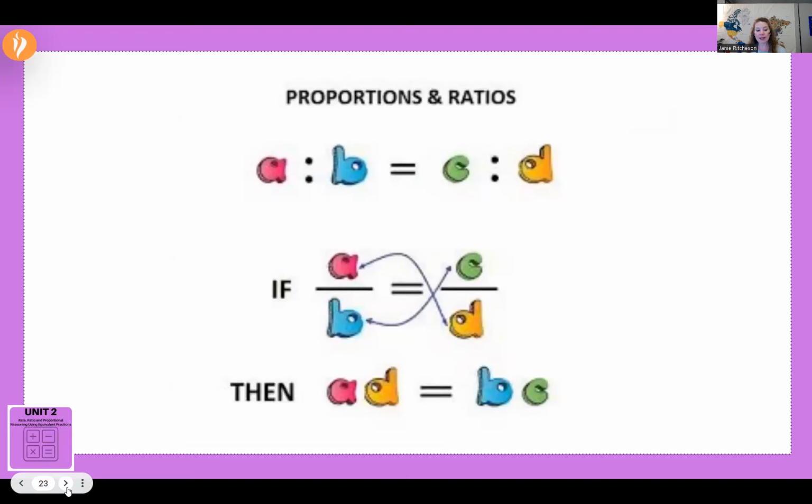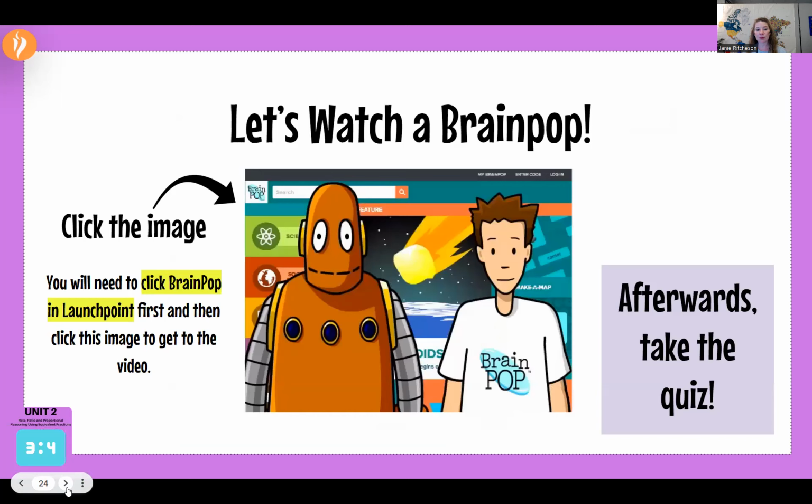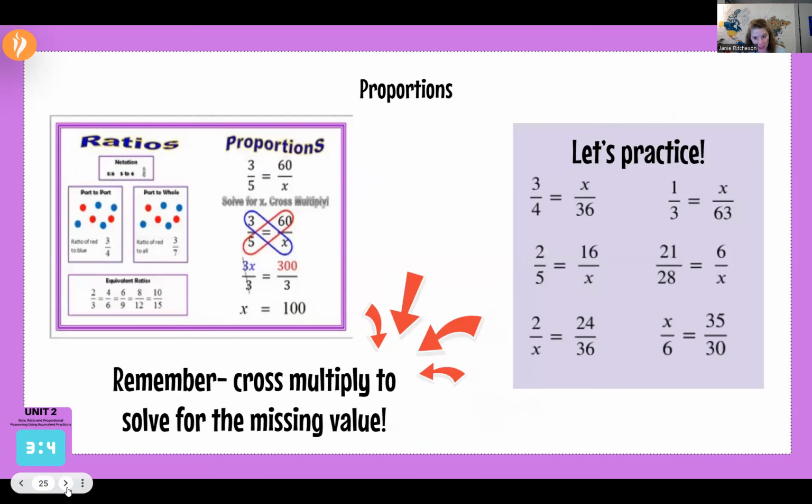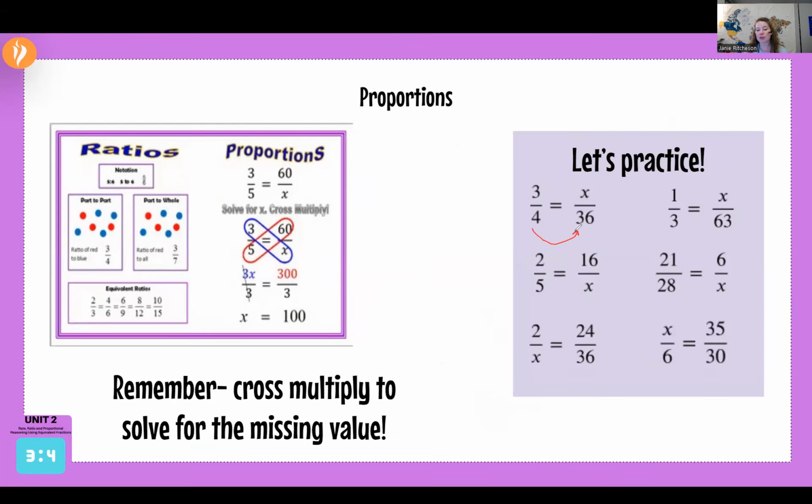All right, and then the very last section is talking about finding missing numbers. So you can go to LaunchPoint and then click on this picture to watch this BrainPop video. But the last thing I wanted to go over with you: sometimes it's easy to figure out how we get from 4 to 36, or from one number to the other. So 4 goes into 36 9 times. So it'd be easy to figure out that the missing number here is 27.